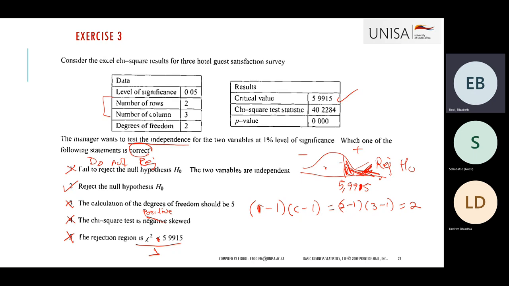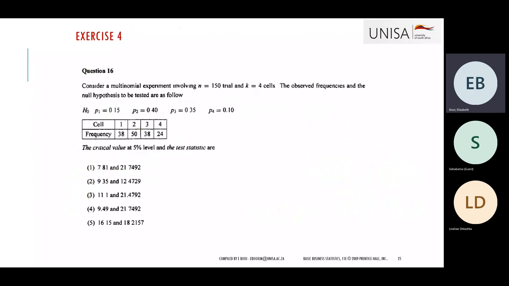Let's see more exercises of the previous activity. We still have more time. Consider a multinomial experiment involving N of 150 trials and K cells. The observed frequency and the number of hypotheses to be tested are below. So they gave you the hypothesis testing, the probabilities, and the table that has observed frequencies, and they're asking you the critical value at alpha 0.05 and the test statistic.